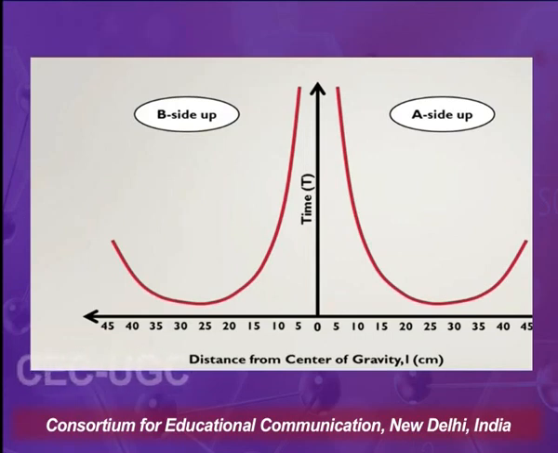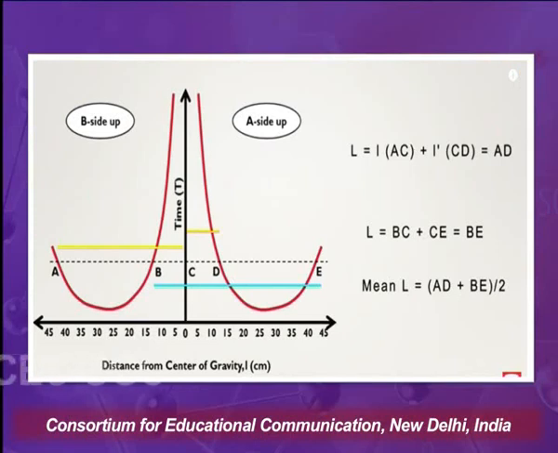L is the length of the pendulum. How will we calculate that L? In that graph, capital L equals AC plus L dash CD, which is equal to AD. With points A, B, C, D and E, capital L equals BC plus CE plus BE. So L is the length of the pendulum. Take the mean: L equals AD.